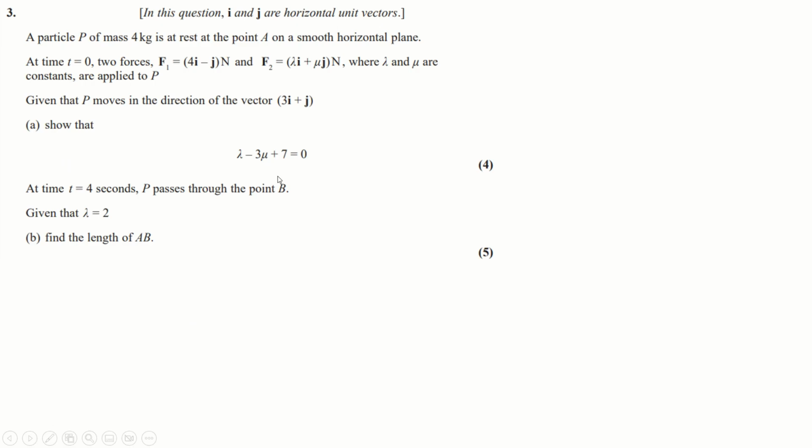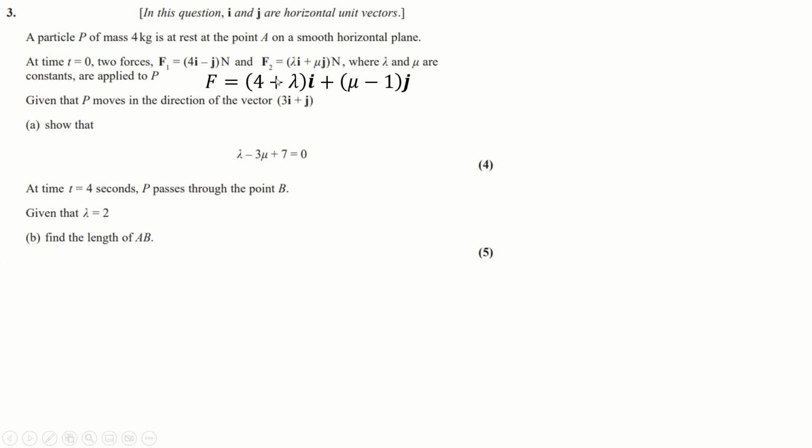Good. Question number 3 is resultant force is just this plus this. Newton's second law says that the direction that something moves is in the same direction as the resultant force. So these two things in the same direction. There's a couple of ways you could do this. You could just write this as k 3i plus kj, or sorry, k into 3i plus j, because in the direction of means just some multiple of.